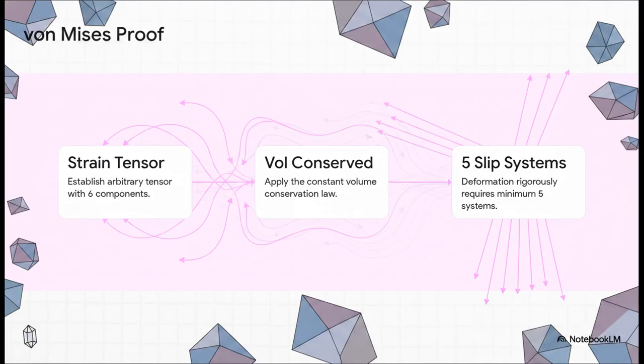So, the big question is, how many independent systems are actually required for unbroken polycrystalline deformation? We use the von Mises criterion to find out. Step 1. We define an arbitrary plastic deformation using a strain tensor, which inherently has 6 independent components. Step 2. We apply the fundamental law that plastic deformation occurs at a constant volume. Step 3. Because volume is conserved, the 3 diagonal components of our tensor are mathematically bound to sum to exactly 0. This elegant mathematical necessity eliminates 1 degree of freedom. 6 minus 1 leaves exactly 5. Therefore, unbroken, arbitrary plastic deformation strictly requires a minimum of 5 independent slip systems.